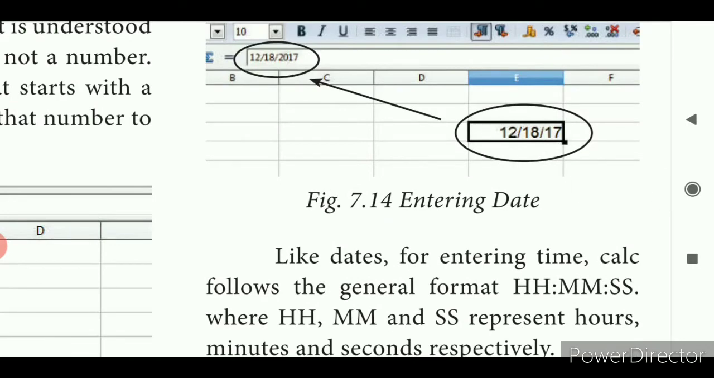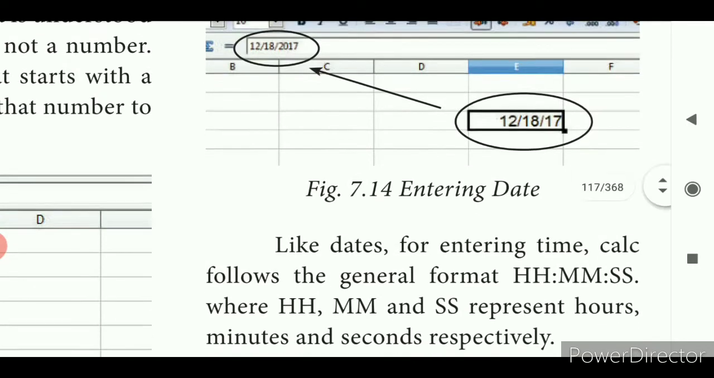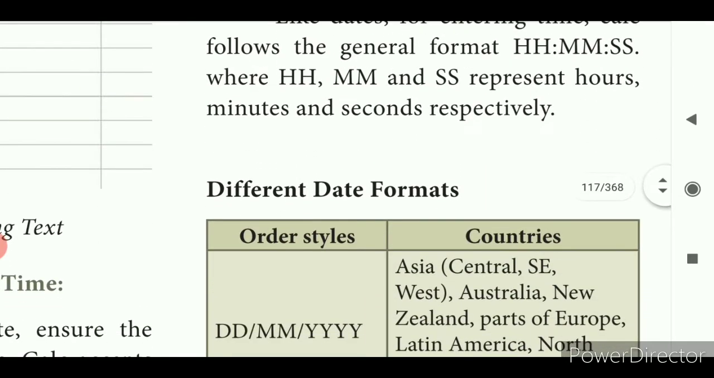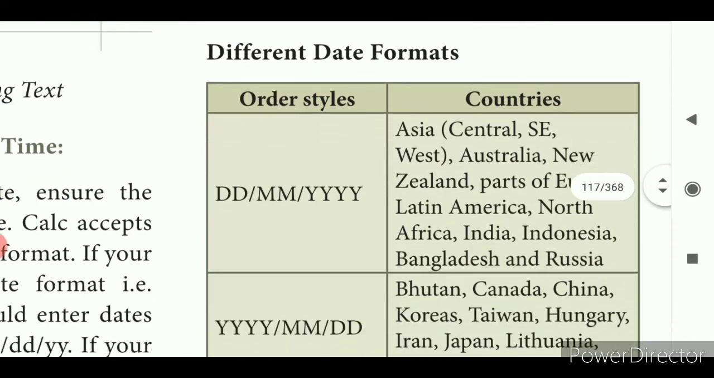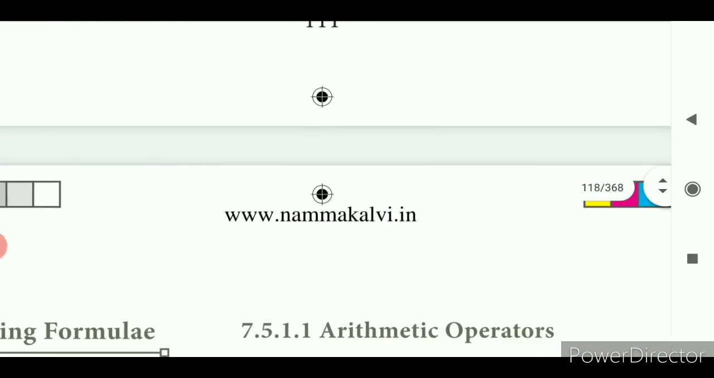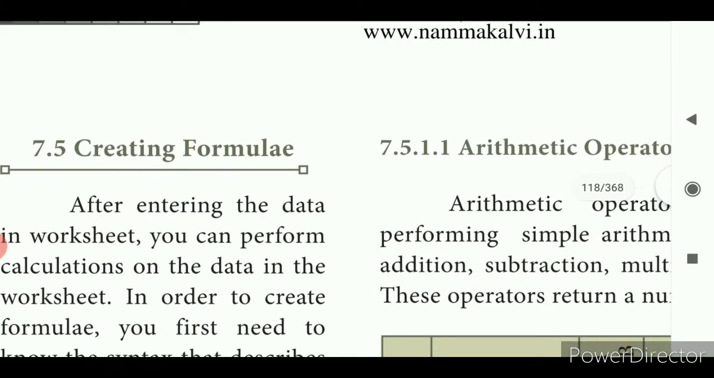Here you see. Like dates, for entering time Calc also uses the general format hh:mm:ss, where hh, mm and ss represent hours, minutes and seconds respectively. Then here in the tabular column you see the different date formats. Okay, on page number 111 you see the different date formats.